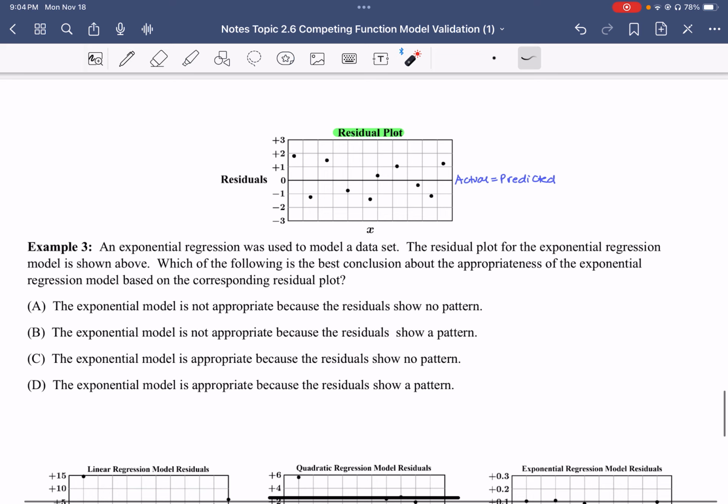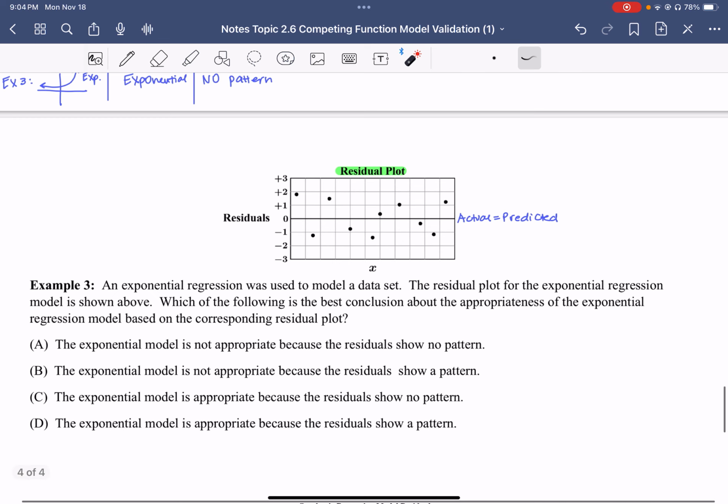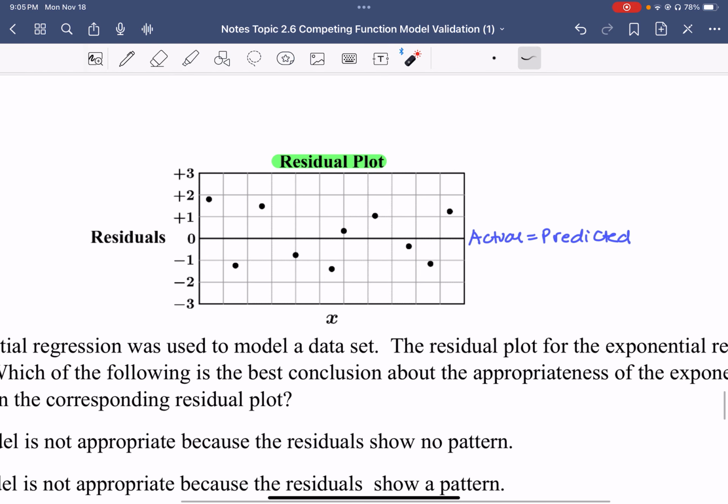Example 3 says an exponential regression was used to model a data set. The residual plot for the exponential regression model is shown above. Which of the following is the best conclusion about the appropriateness of the exponential regression model based on the corresponding residual plot? Okay, so the first thing I need to determine is, does the residual plot have a pattern? I'm looking at this, I don't see a clear pattern, and if you were to try to put this together, it would just look completely random. So I'm gonna say that this has no pattern.